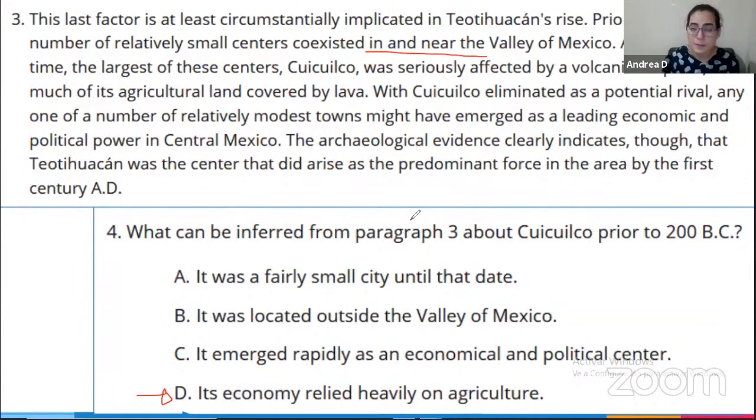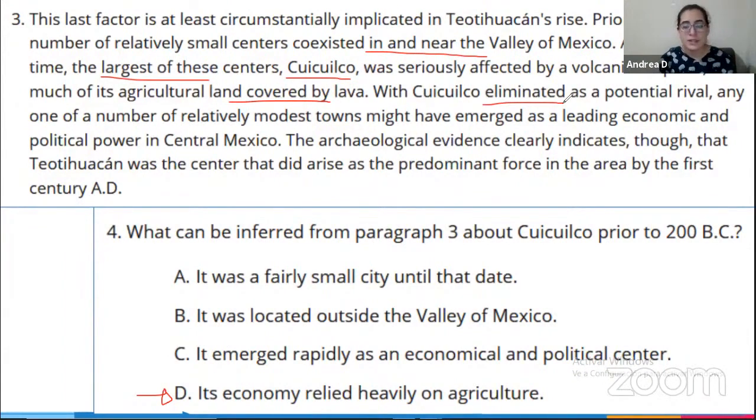So as Alejandro explained, Cuicuilco was first. The first thing that we have here is Cuicuilco being the largest of these centers, right? A great power, a really good city. And then what happened? This volcanic eruption happened. The agricultural land was covered by lava, completely destroyed. That's the second event. And the third event that we know of is Cuicuilco being eliminated as a potential rival.